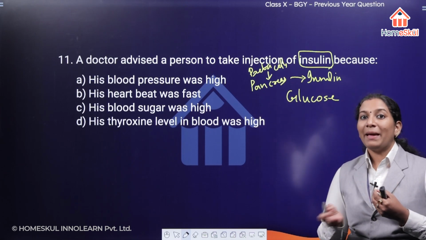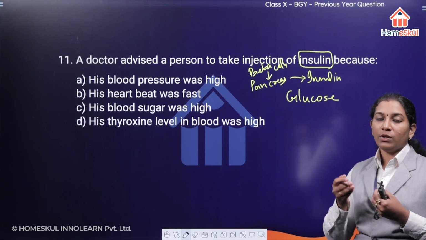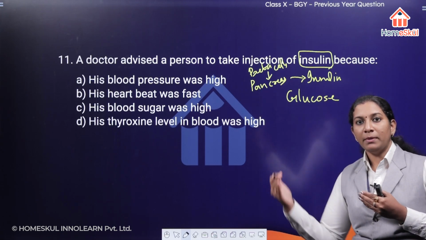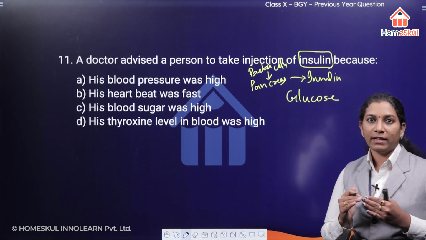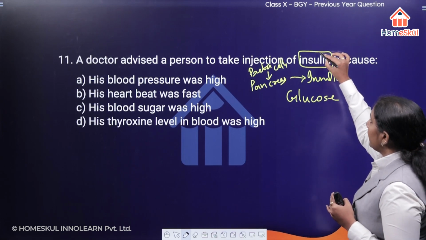Okay, and it will maintain the normal glucose level. So the increased level will become reduced and it will maintain the normal level. So that is the insulin.